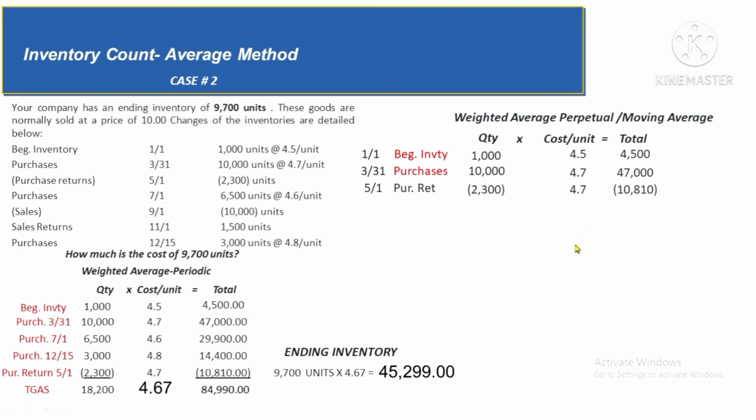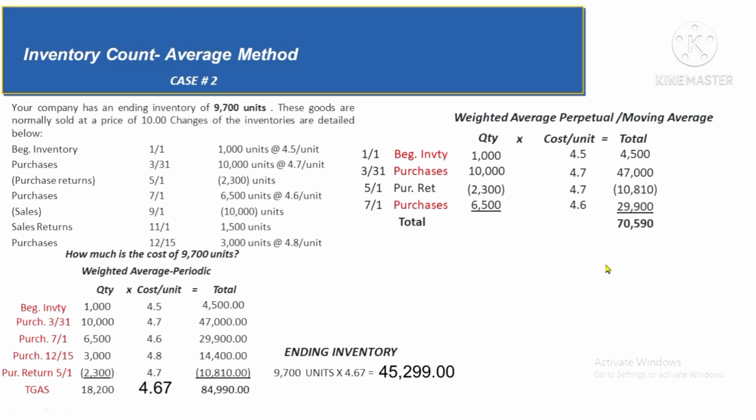So some of you might ask, where is the averaging, sir? Well, the averaging happens just before a sale happens. So right now, since the next transaction is still purchase related on 7/1, there will be no averaging yet. So on 7/1, the purchase of 6,500 units at 4.6 will be added to the balance. However, after this, since the next transaction is already sales, then we need to get the average cost.